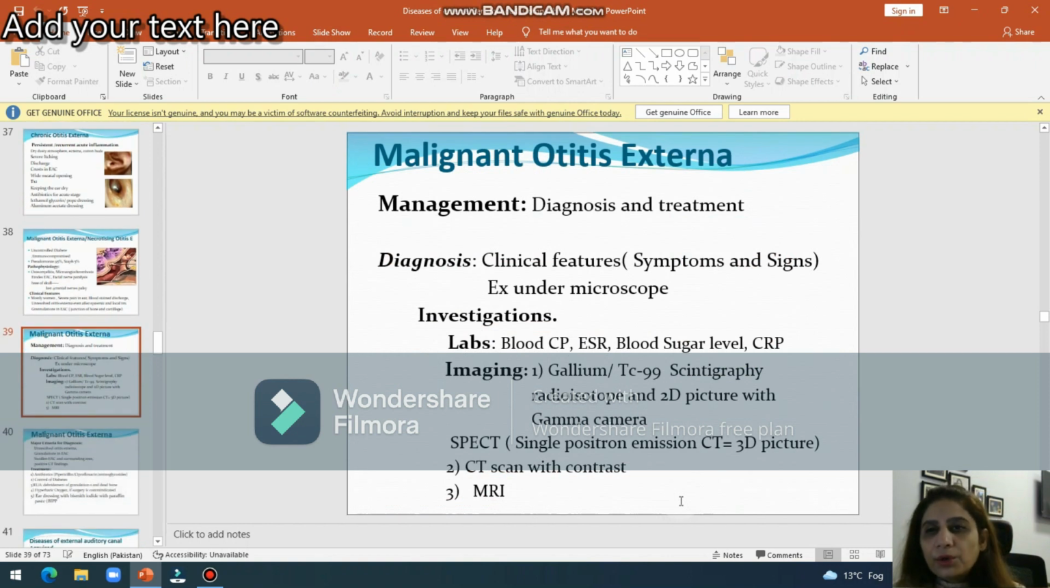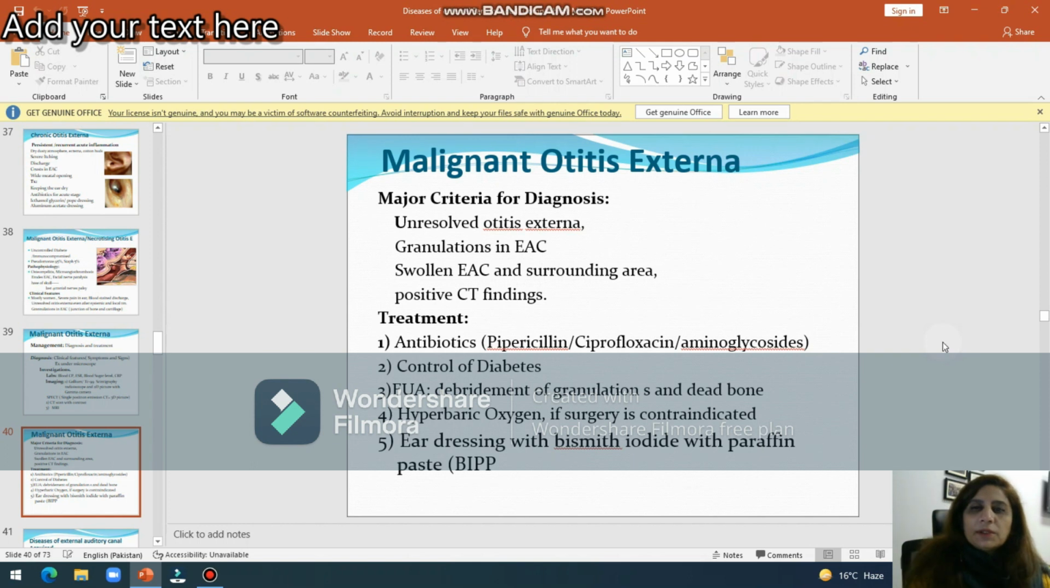So management depends on diagnosis. There are certain major criteria for the diagnosis of malignant otitis externa. If the patient is presenting with unresolved otitis externa, it means the patient is taking treatment for at least 1 month and there is no improvement in the symptoms, or during examination of the external auditory canal, there will be granulations, and these granulations will be at the junction of bone and cartilage of the external auditory canal.